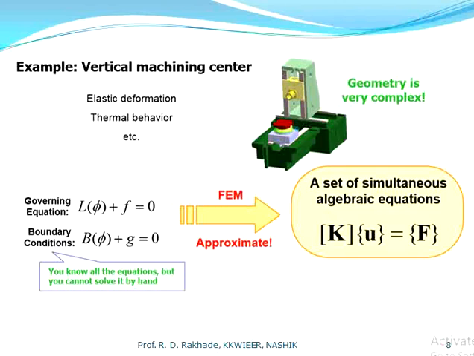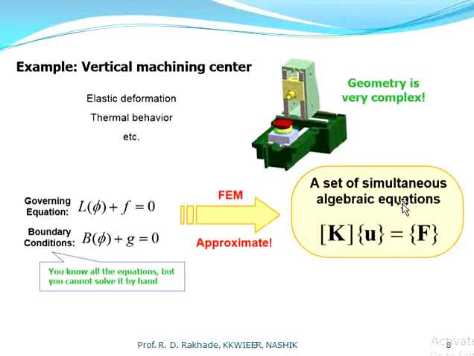This is a vertical machine center. Conventionally, it is very difficult to solve for calculating elastic behavior or thermal behavior of the machine. So this problem is converted into governing equation and certain boundary condition. So you know all the equations, but you can't solve them by hand. So this is our main problem with the conventional method. So this problem is converted into certain governing equations.